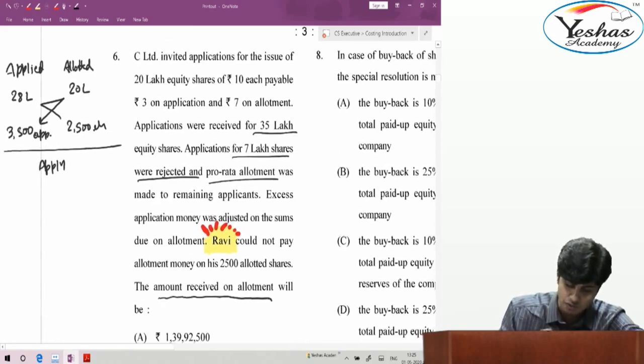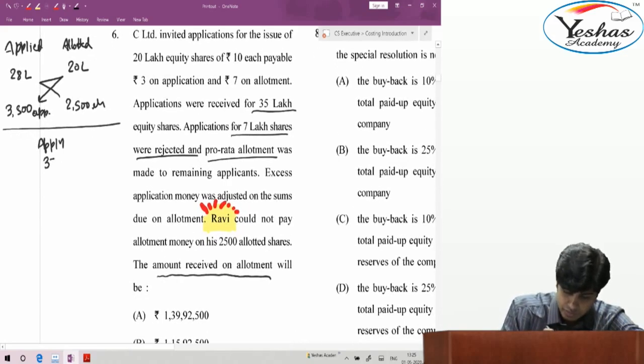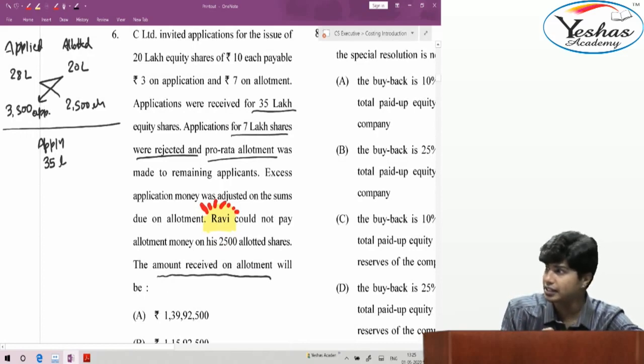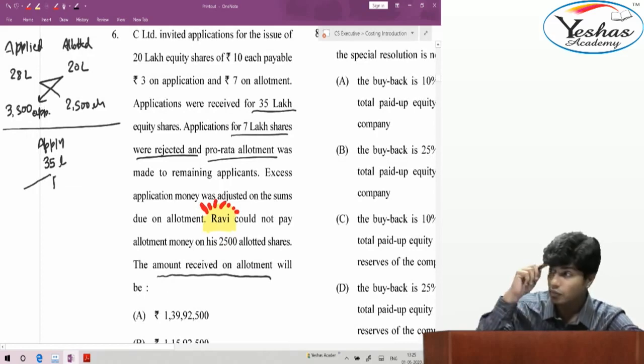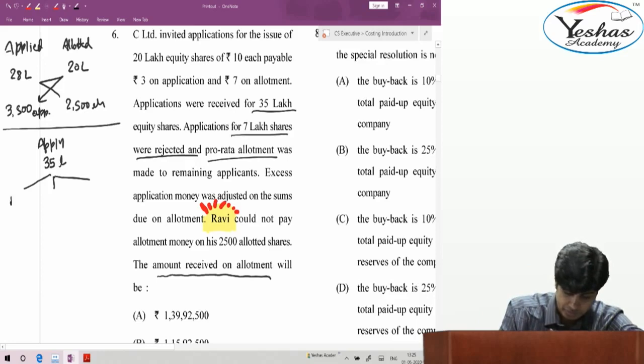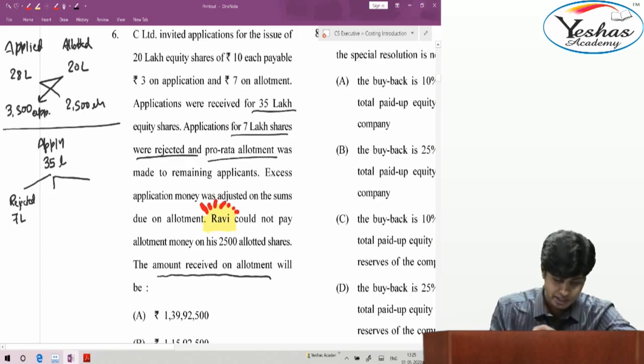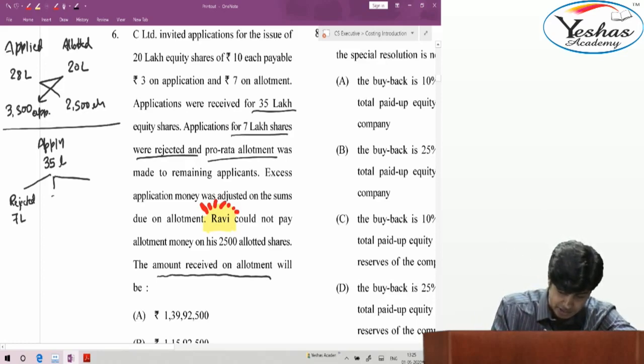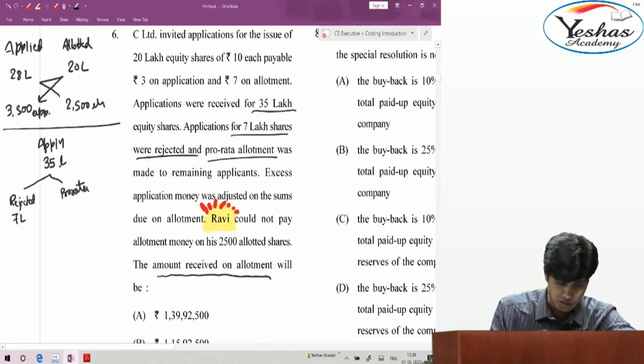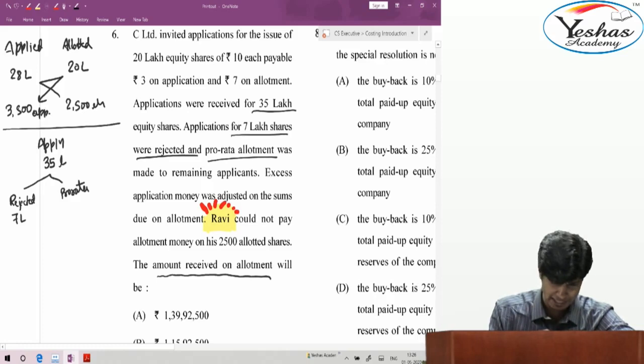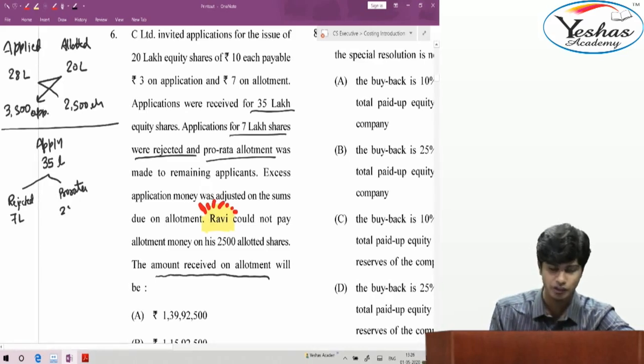Applications were received for how many? 35 lakh. I'll categorize it into 3 parts. One, rejected. How many were rejected? 7 lakh were rejected. And I'll write one as other shareholders. Okay, fine. Pro-rata was made for how many shareholders? 28 lakh. Pro-rata allotment was made for 28 lakh applicants.